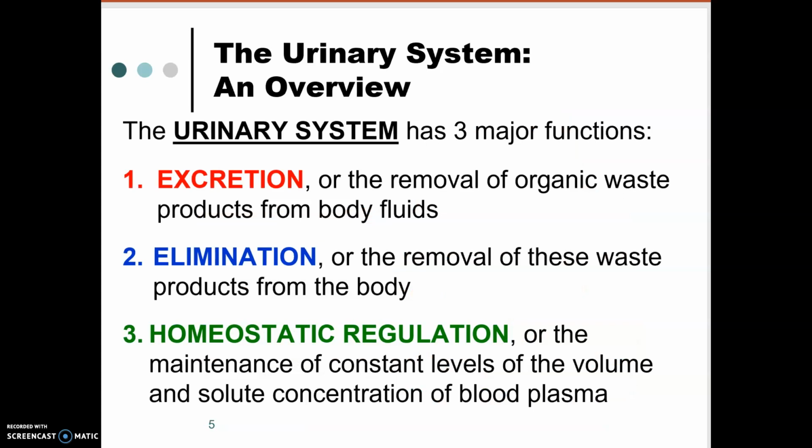Now, the major functions of the urinary system are these three here. Excretion, so removal of organic waste products from the body fluids. Elimination, removal of these waste products from the entire body. And then finally, homeostatic regulation. The urinary system plays a major role in maintaining constant levels of volume of the blood and the different solute concentrations of the blood plasma. So it's a major function of the urinary system to maintain this homeostatic regulation. Super, super important.